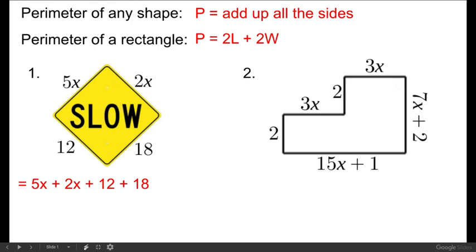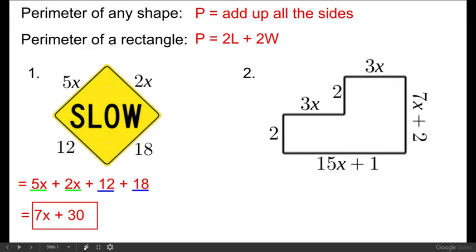We can simplify this further by combining like terms. So our like terms are 5x and 2x. When we add 5x plus 2x, that gives us 7x. And then we're also going to combine our whole numbers as well. So we have 12 plus 18, which adds up to 30. And this is our final answer. We cannot simplify this any further. So our final answer is 7x plus 30.